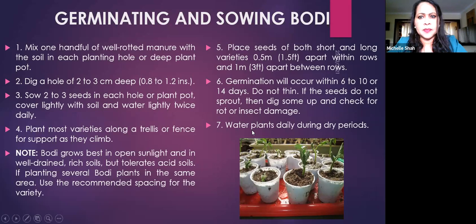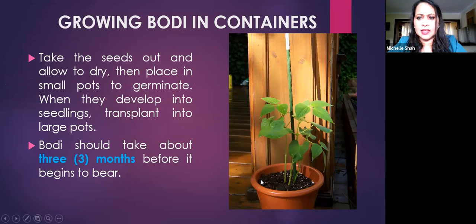Growing bodi in containers. So we see this is how it is set up with the pot. We take the seeds out and allow them to dry, then place in small pots to germinate. Following that, they will develop into seedlings and you transplant them into the large pots as shown here. Bodi should take about 3 months before it begins to bear.